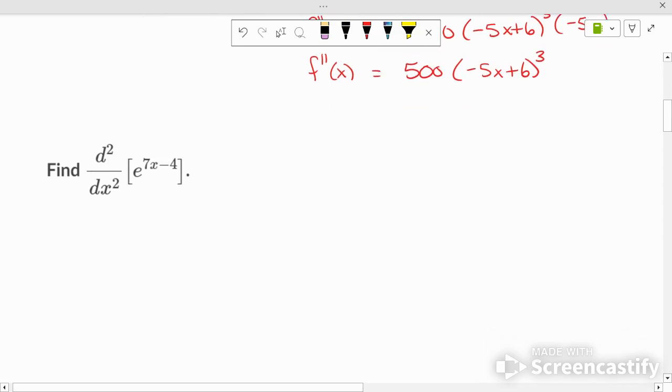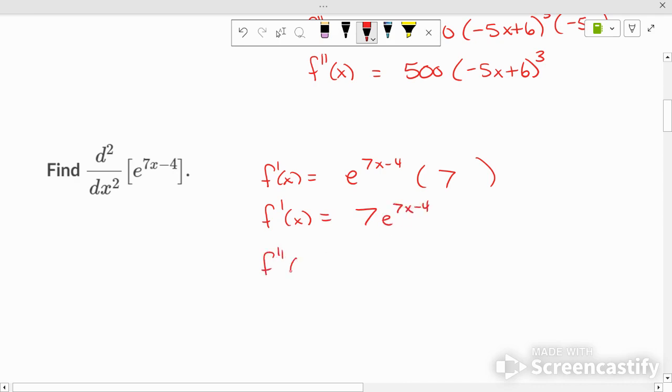Okay, so let's do this one. Oh, this one's an easy one. What's the first derivative of that bad boy? e to the 7x minus 4 times 7. So the first derivative written is 7e to the 7x minus 4. What's the second derivative of this? I have a question. Yes. Where did you get the 7? Because it's the chain rule.